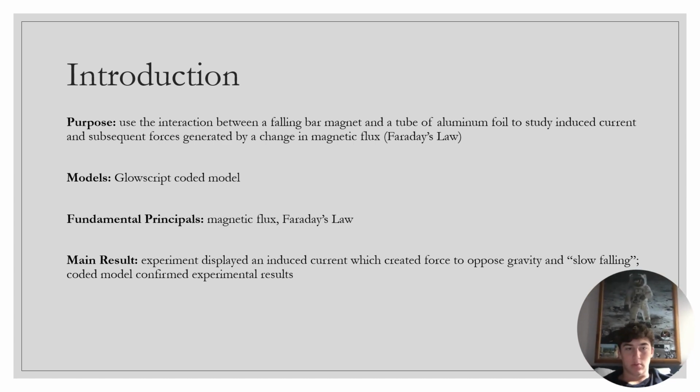The model we used was a GlowScript-coded model for our situation, which was the falling bar magnet and the aluminum foil. The fundamental principles we used were magnetic flux and Faraday's law. Our main result was that the experiment displayed an induced current which created a force to oppose gravity and slow the falling of our bar magnet. And our coded model confirmed our experimental results.